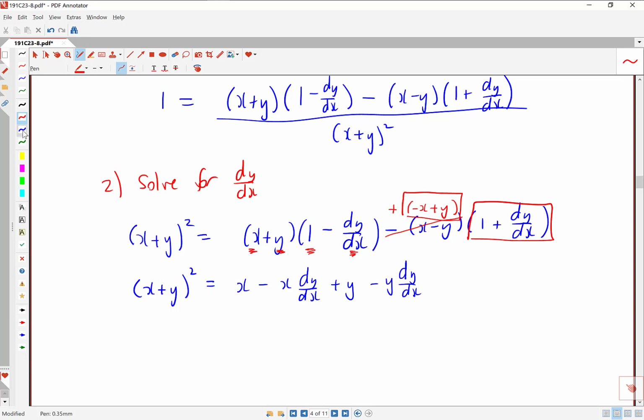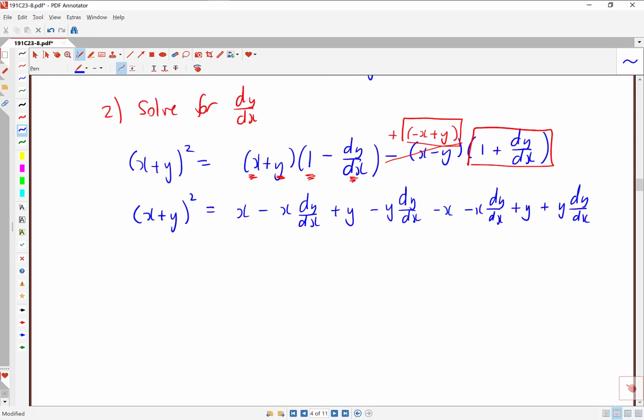Okay, so let's FOIL this out. So we'll have negative x minus x dy by dx. Inside terms y, and last terms y dy by dx. Okay, so that's the sort of painful algebra close to done.